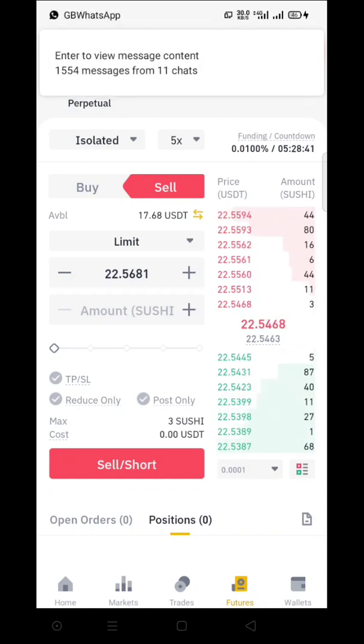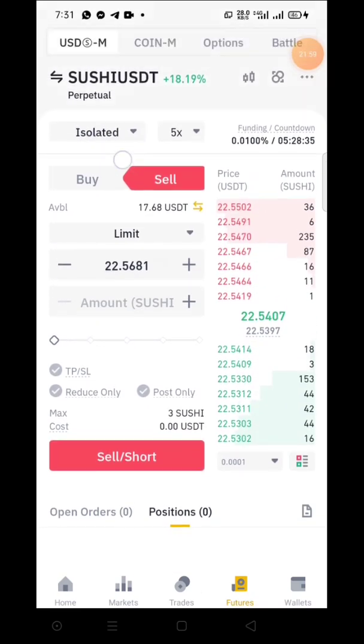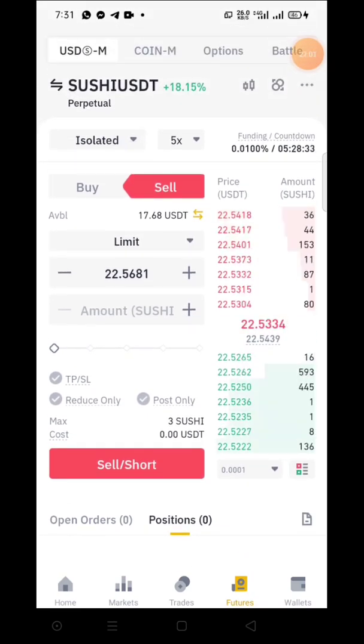This is just how to start trading. 5x is not bad to start trading. Make sure you always set the mode to isolated. Then start with little. You can start with $5, you can start with $10. It's not bad. That's just the little I can give you guys on futures for now.